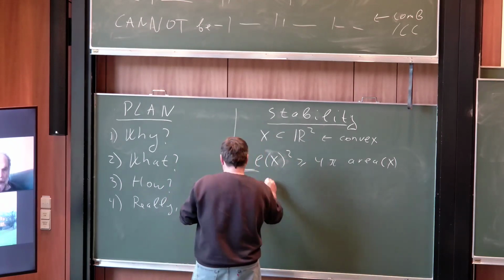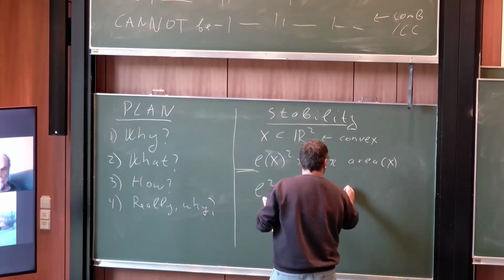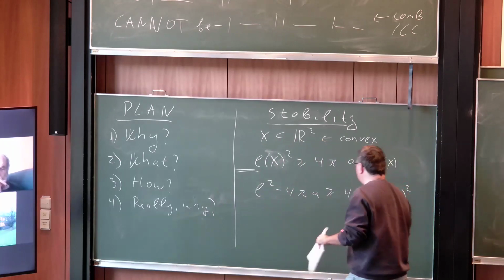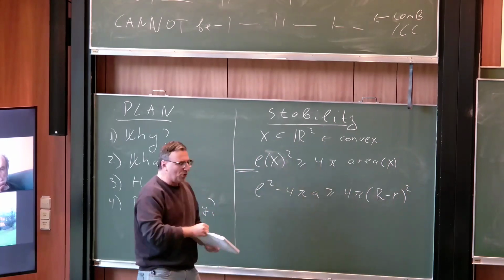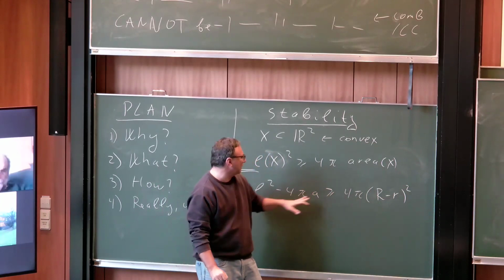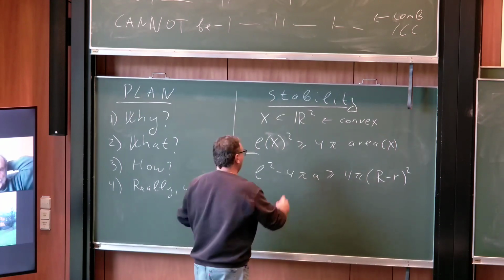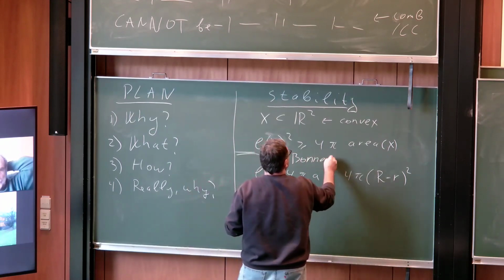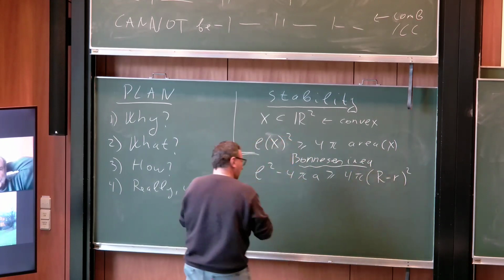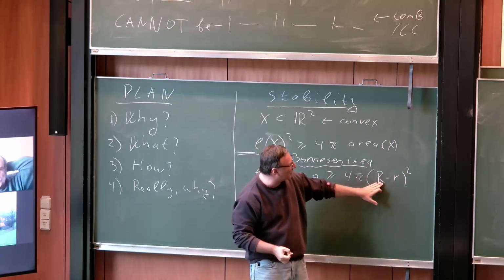So let me just write it differently. 4 pi A is greater or equal to 4 pi times R minus r squared. So it turns out that you can give a lower bound, which is non-negative, on the defect of the parametric inequality. This is something called Bonnesen's inequality. And now, if you're paying attention, not asleep yet, you should be asking what is big R and what is little r.